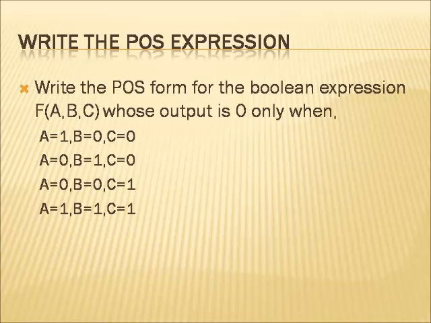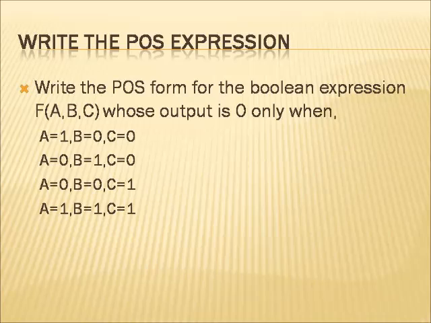Okay, so here is another question. Here you have to find the POS expression. So we have to find the POS expression of the Boolean expression f of a, b, c, whose output is 0 only when a is equal to 1, b is equal to 0 and c is equal to 0, and a is equal to 0 and b is equal to 1 and c is equal to 0, and a is equal to 0 and b is equal to 0 and c is equal to 1, a is equal to 1 and b is equal to 1 and c is equal to 1. Here what you can see, we have to write the POS form of the Boolean expression.